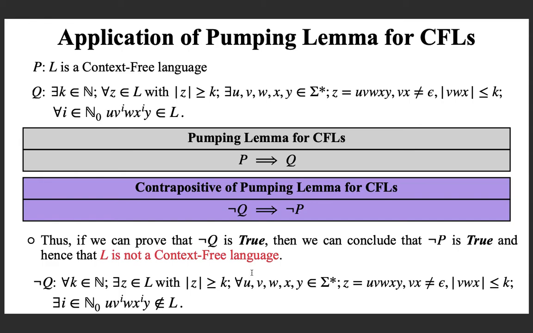That means L is not a context-free language is true. Okay. So our aim is to prove that negation Q is true. So you have to find negation Q. I hope you remember what we did when we discussed the application of the pumping lemma in the case of regular languages. It is also a very well known fact from propositional logic, or quantified propositional logic: when you take negation, there exists becomes for all. So here, there exists a natural number becomes for all natural numbers.